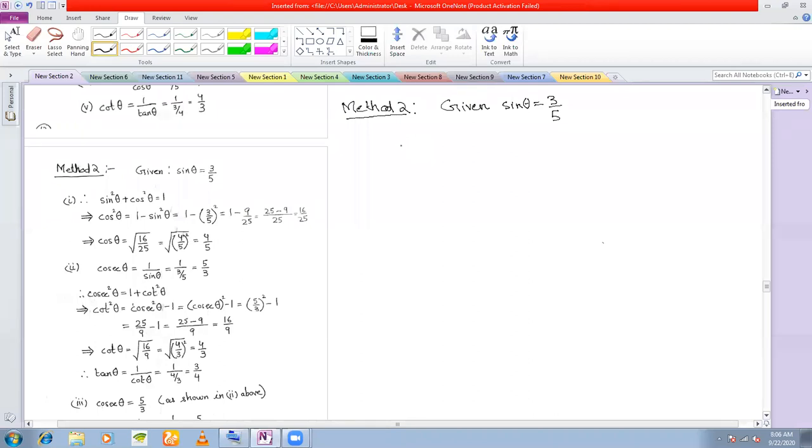In order to find cos theta, we must use the identity sin square theta plus cos square theta is equal to 1. Okay, so we have cos square theta plus sin square theta is equal to 1. That means from here I can write cos square theta is equal to 1 minus sin square theta.